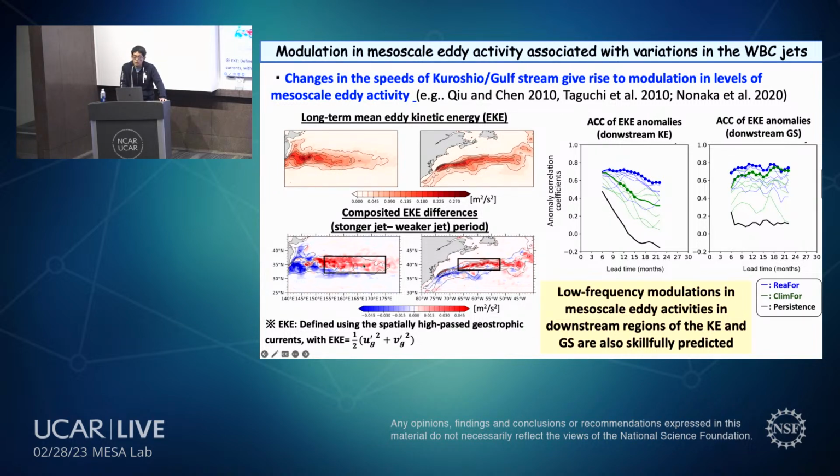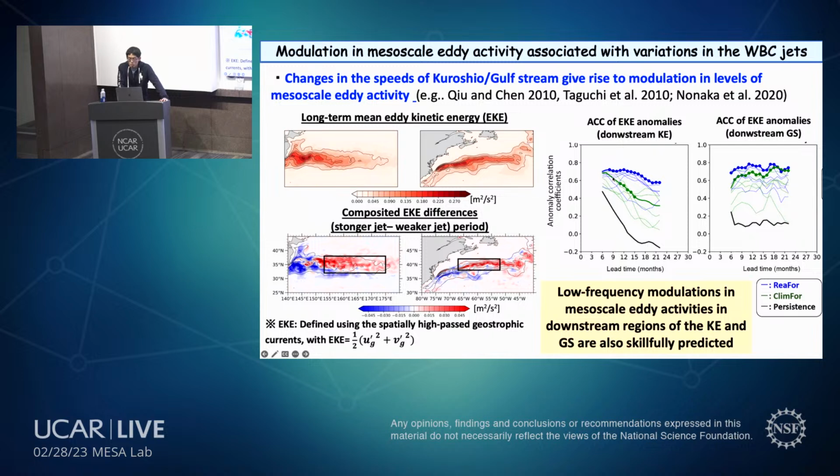So this suggests some kind of deterministic dependence of mesoscale eddy kinetic activity on the speed of the Kuroshio and the Gulf Stream. Given the successful prediction of the Kuroshio and Gulf Stream jets in our system, it is natural to expect there may be some skill in predicting this kind of low frequency modulation in mesoscale activity in our system. To confirm this hypothesis, we also calculated the anomaly correlation coefficients of EKE anomalies averaged over this downstream region of the western boundary current region.